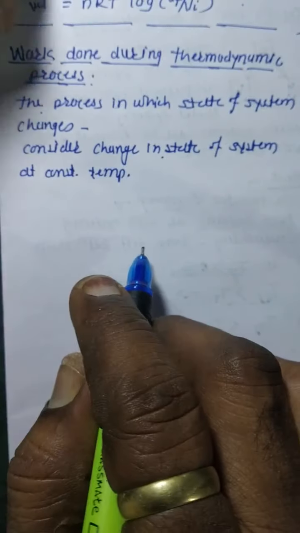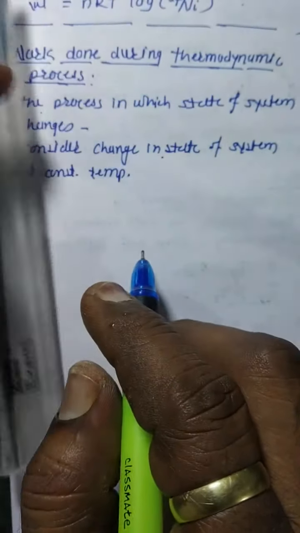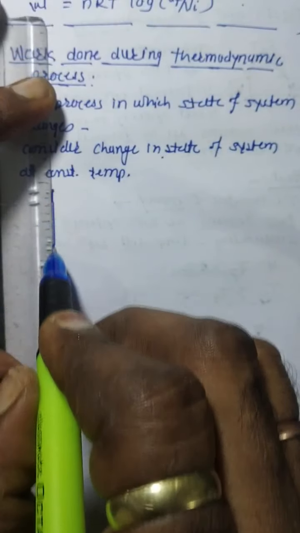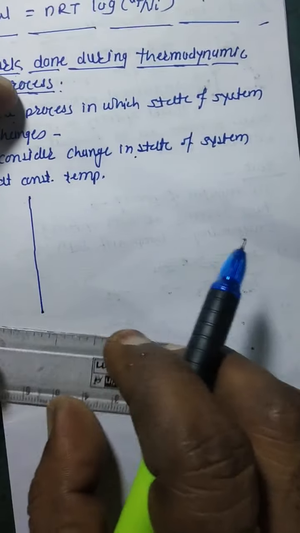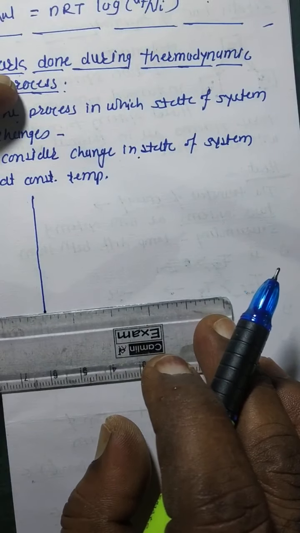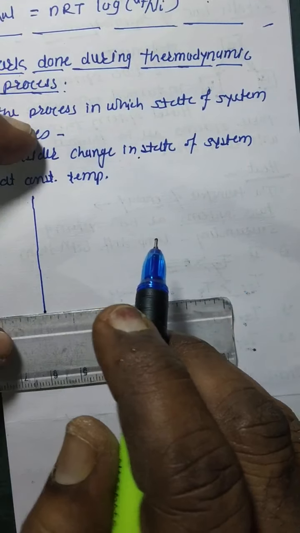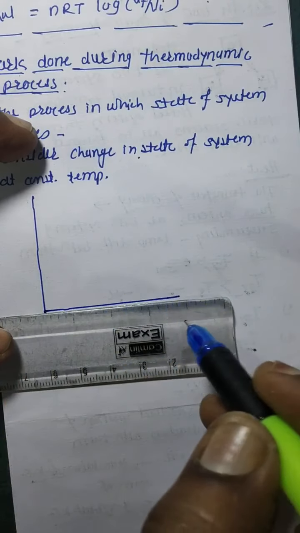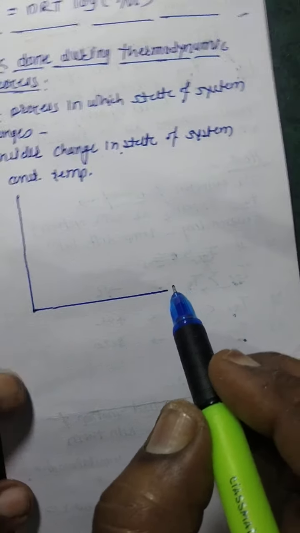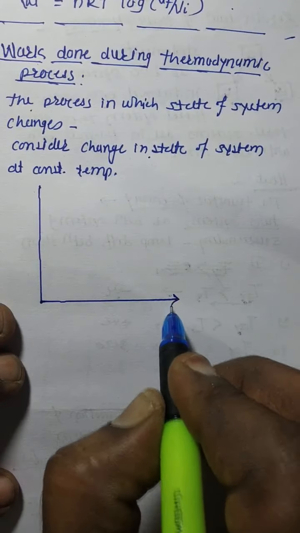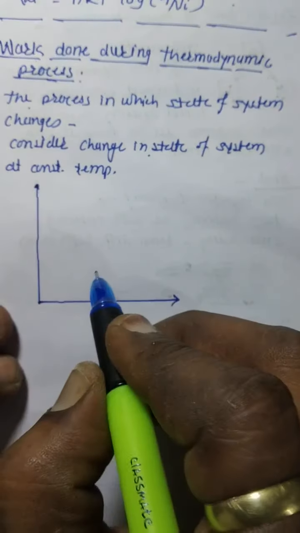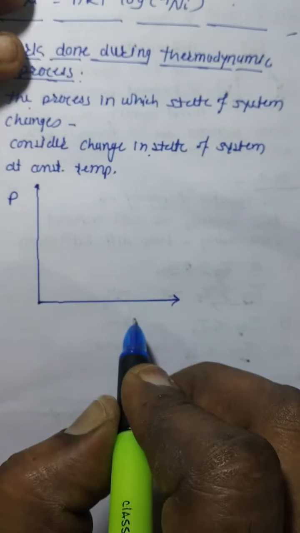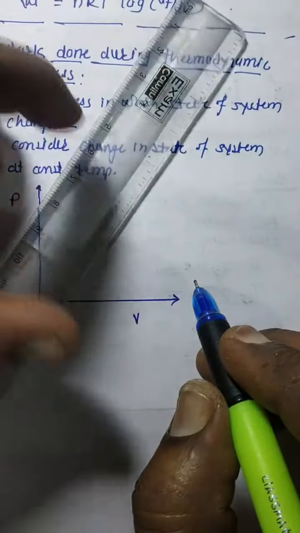If the graph of pressure versus volume at constant temperature is plotted, then the nature of the graph is like this. See here, pressure, volume.